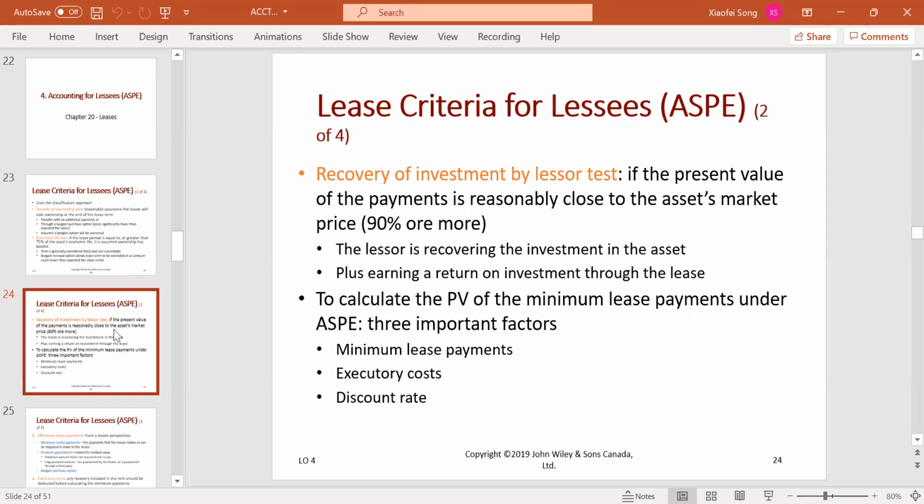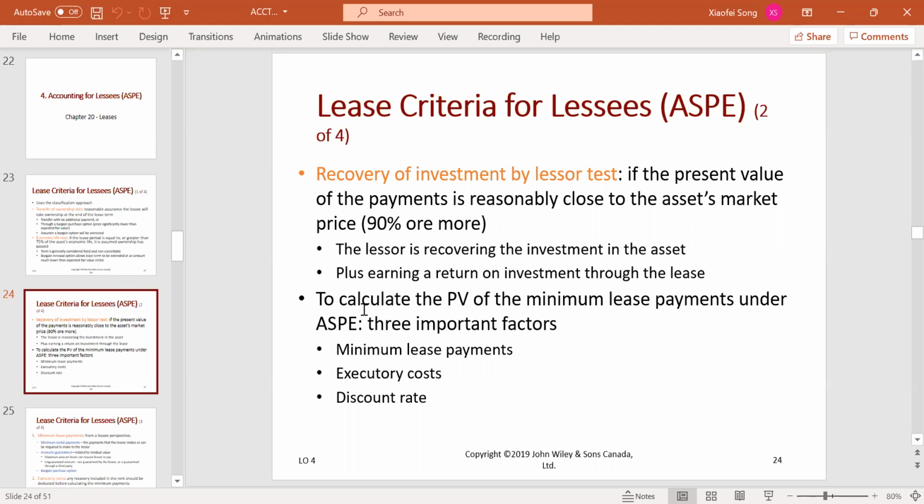The last one is the recovery of investment for lessor test. So if the present value of minimum lease payments is 90% or more of the fair value of the property, right? That means if the lessor recovers the investment significantly from the lease, then it's capital lease. Otherwise, it's operating lease. Okay.